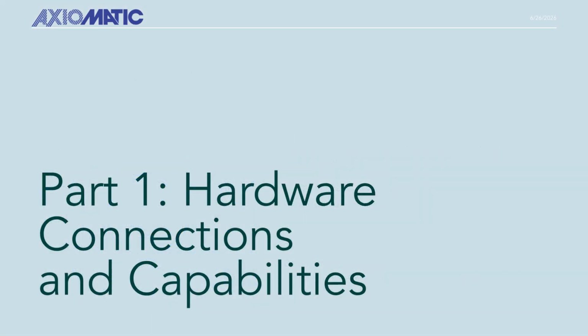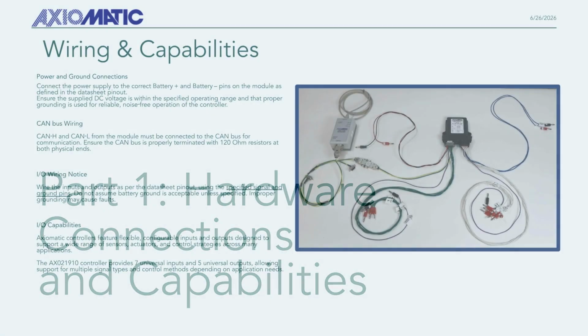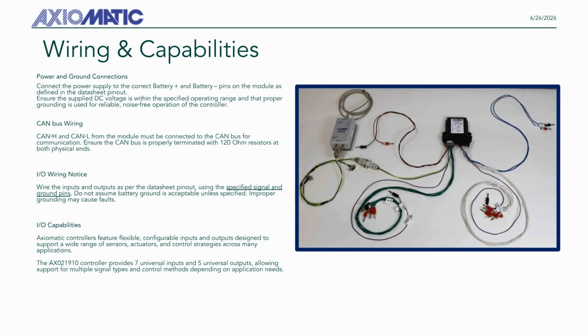In the first part, we focus on hardware connections and capabilities, covering power, CAN bus integration, and the versatile input and output options of the AX021910. Proper wiring is essential. You must connect power to the correct pins, integrate your CAN bus with proper termination resistors, and wire inputs and outputs exactly as specified in the controller's datasheet to ensure reliable performance.